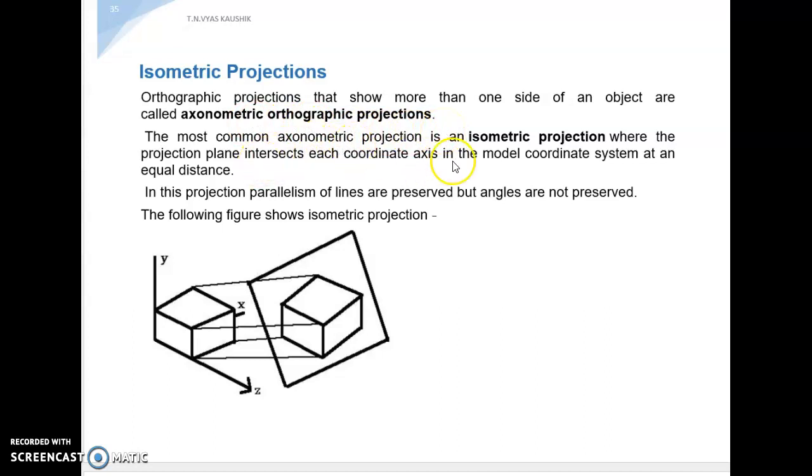The most common axonometric projection is the isometric projection, where the projection plane intersects each coordinate axis in the model coordinate system at an equal distance. So this projection plane intersects the coordinate axes at an equal distance. This is what isometric projection is. Here also parallelism is preserved, so lines remain parallel, but the angles are not preserved in isometric projections.